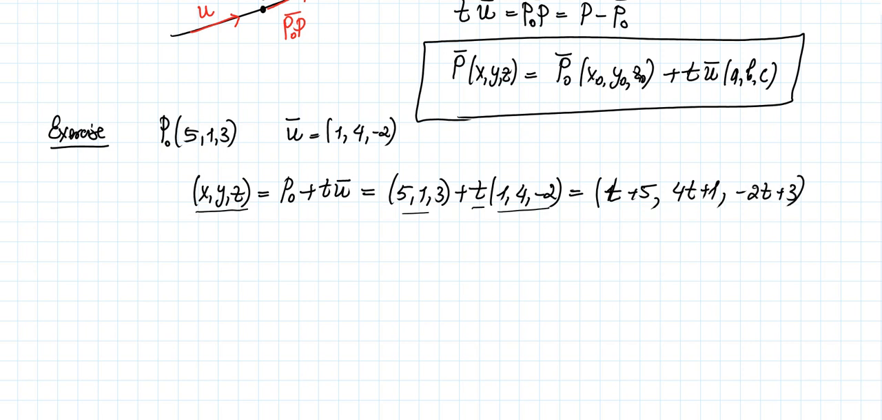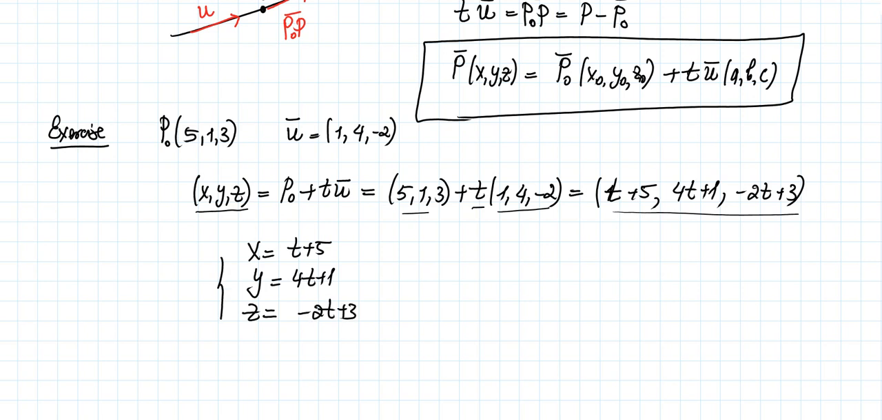The x, y, and z components of the points on this line can be found using this equation: T plus 5, 4T plus 1, minus 2T plus 3. This is similar to the parametric equation, right? So the x component of the line can be found using T plus 5. The y component can be found using 4T plus 1. And the z component can be found using minus 2T plus 3, right?